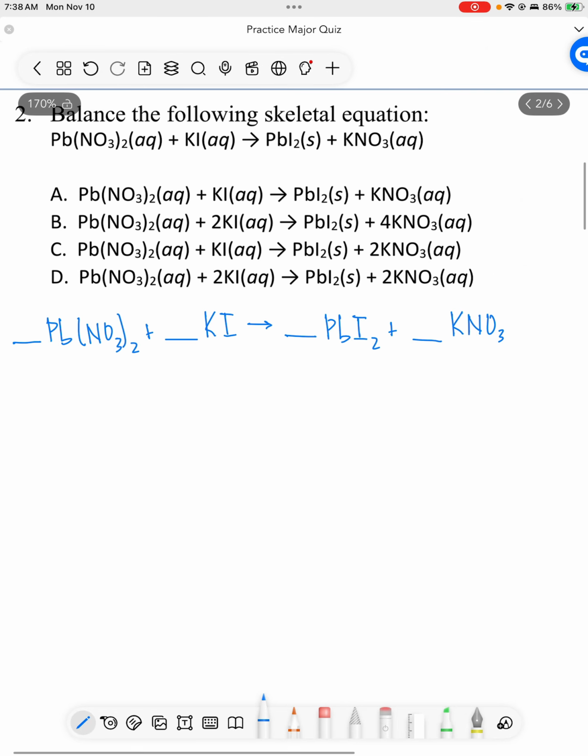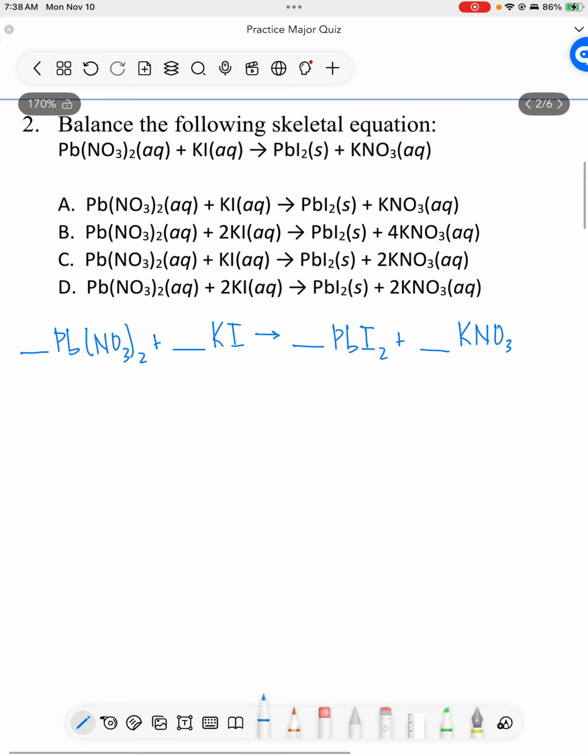Okay, question 2 is balancing an equation. And so we want to look at this equation, and we have a polyatomic ion. We have nitrate right here. And we want to see if nitrate stays together in the products. So if we come over to the products, we have PbI2, and then we have nitrate stays together.